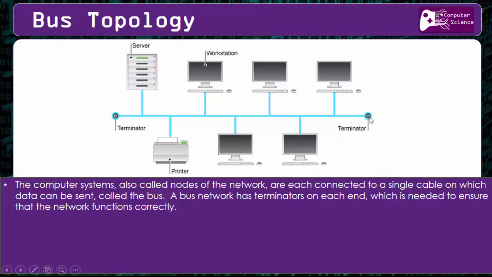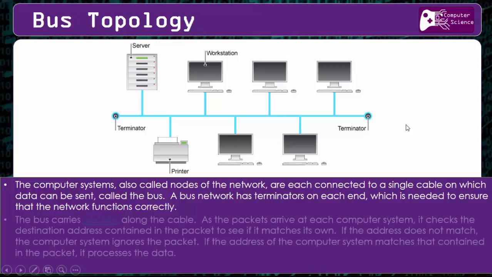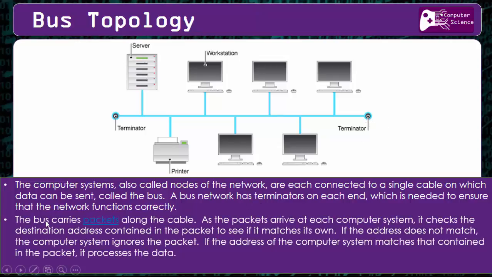What happens is you have a backbone cable, a single cable which is called the bus, and then all of the nodes, the devices, are connected to that central line, which is known as the bus. At each end of this line there is a terminator, which we need to make sure that this topology works correctly. So the bus carries packets along the cable, so packets being sections of the data, so the data file that's been broken down.